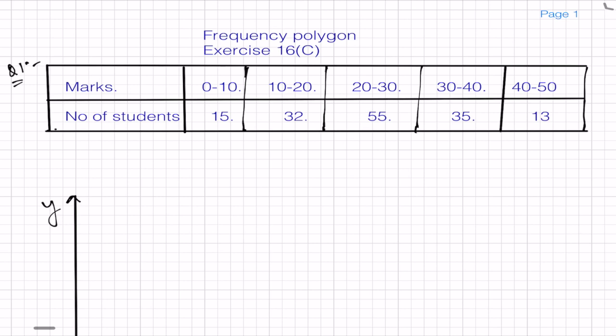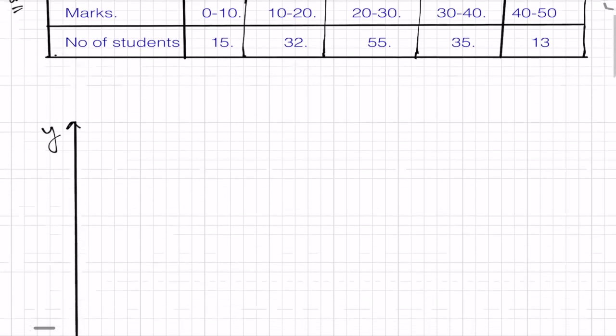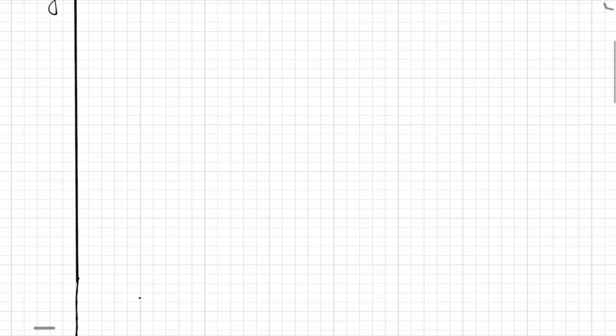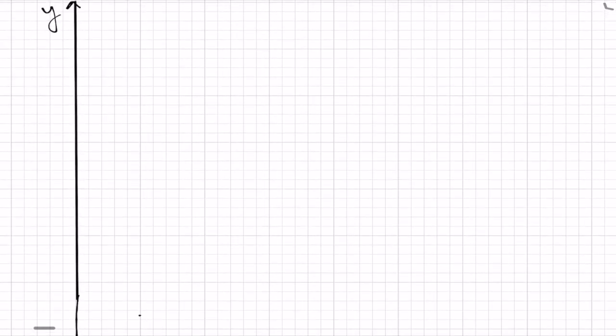Question number 1 is: the following table shows the marks obtained by the students of the class in an examination. So the class intervals are the marks and the number of students is the frequency. So class intervals and the frequencies are given. What we have to do, we will divide our graph paper. First thing, you have to take a 2 centimeter graph paper, because in class 9 and 10th, according to the board, you people have to use the 2 centimeter graph paper.